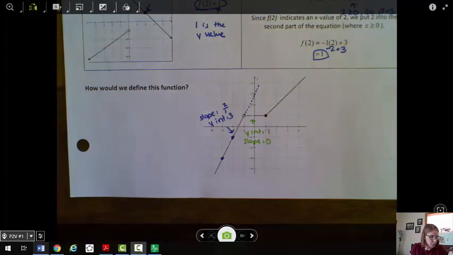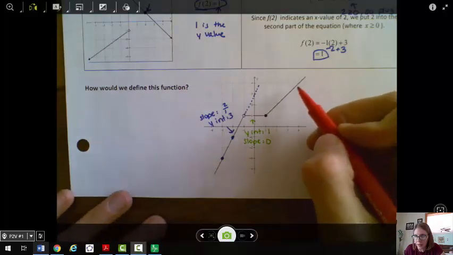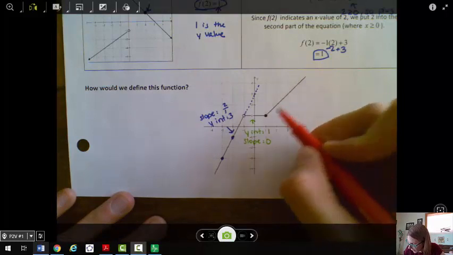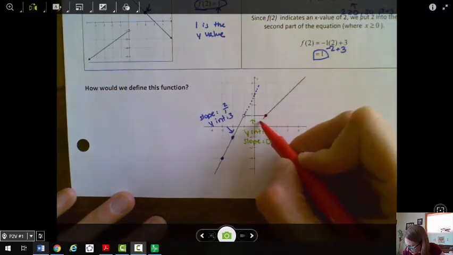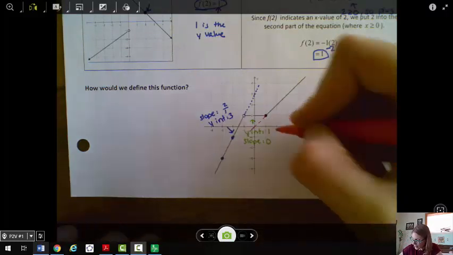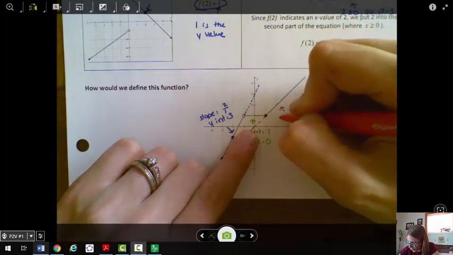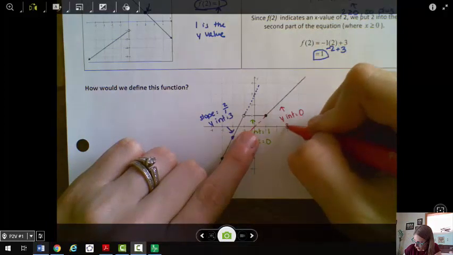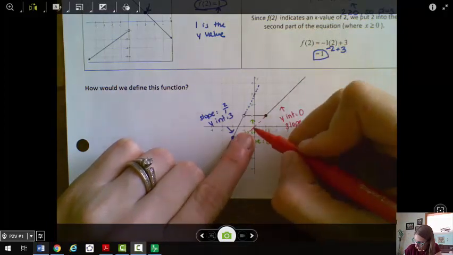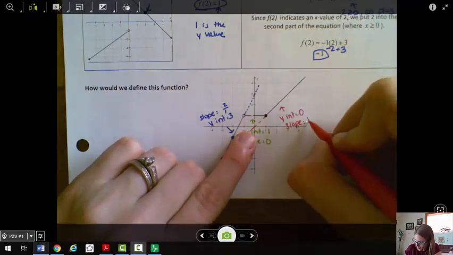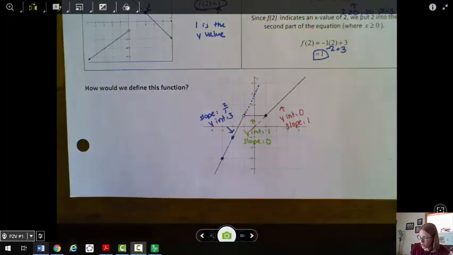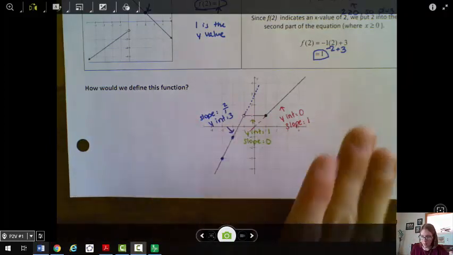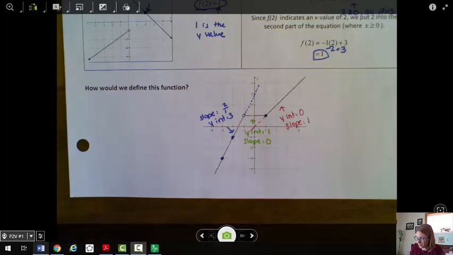And I'll do one more color for this line right here. This line, if I continue it, has a y-intercept at 0. And my slope, I go up 1 over 1. So my slope is 1. Together, these 3 pieces make up our piecewise function.